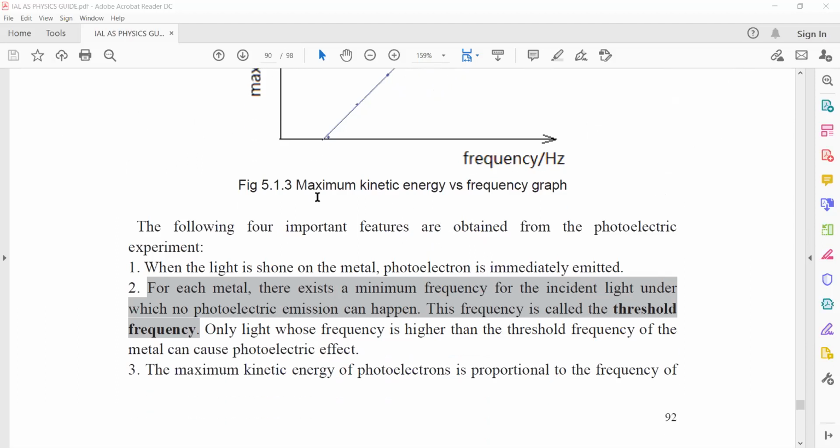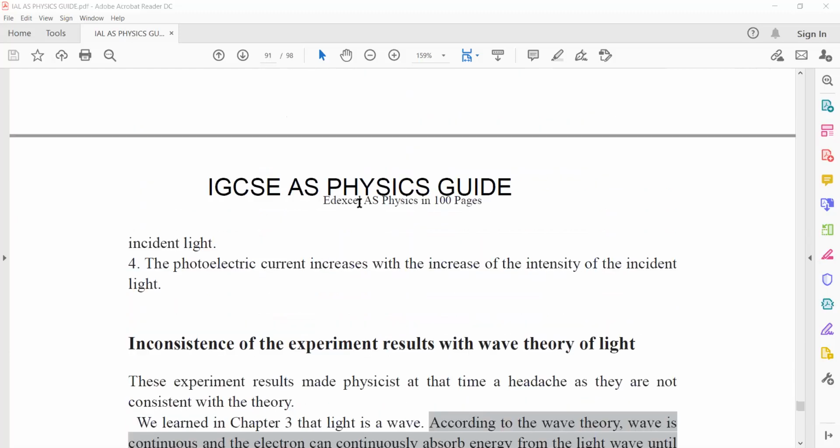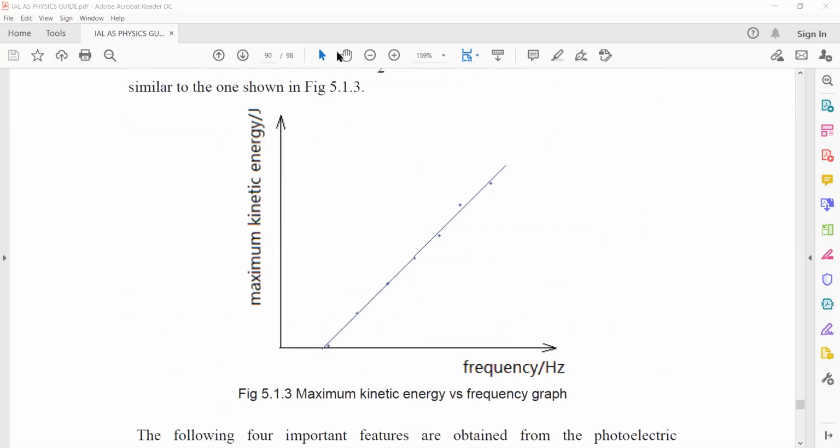And the maximum kinetic energy is proportional to frequency. If you use a high frequency photon, it means the energy will be higher, so the electron will come out much faster. And the photoelectric current increases with increasing intensity. What does it mean? If I increase the intensity, it means more photons are there.